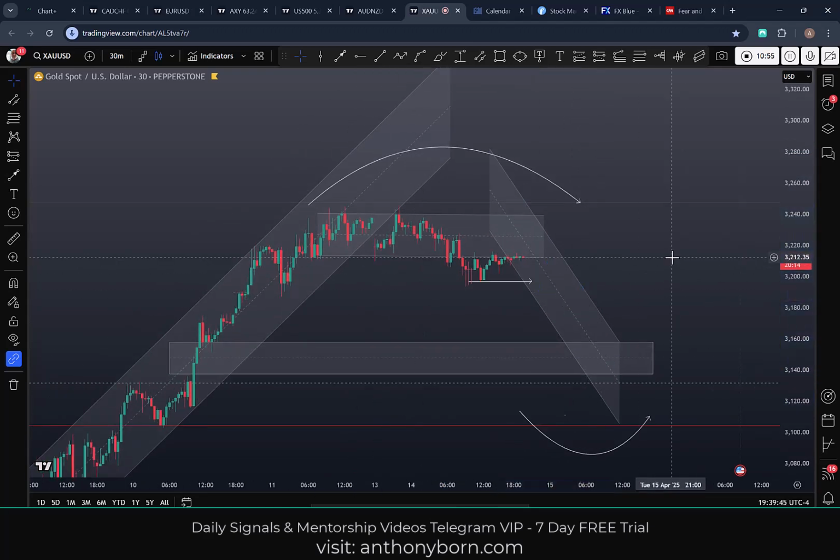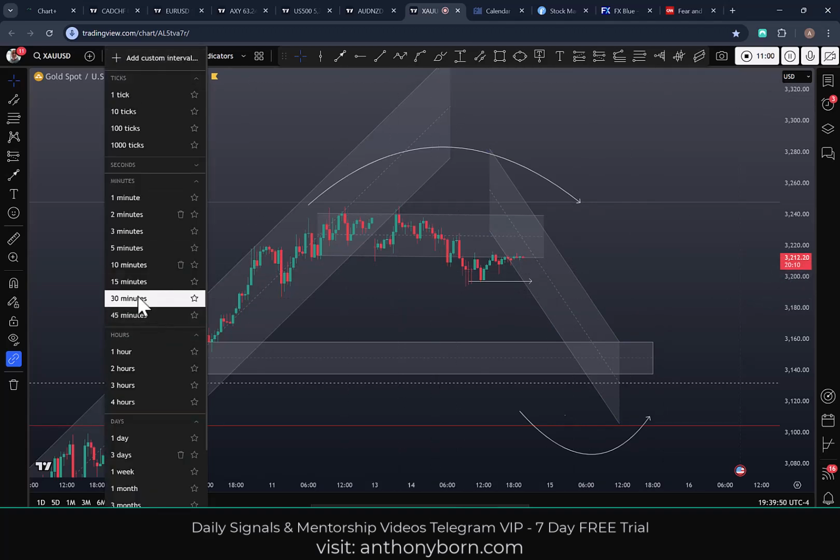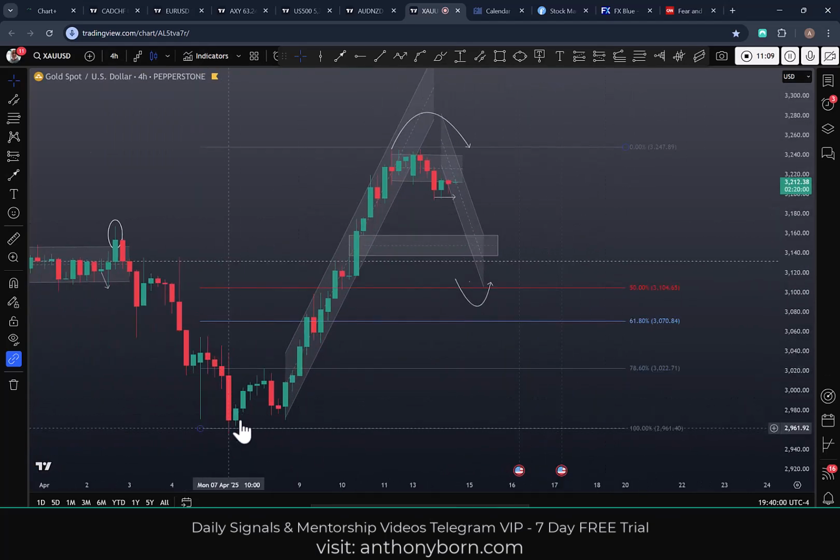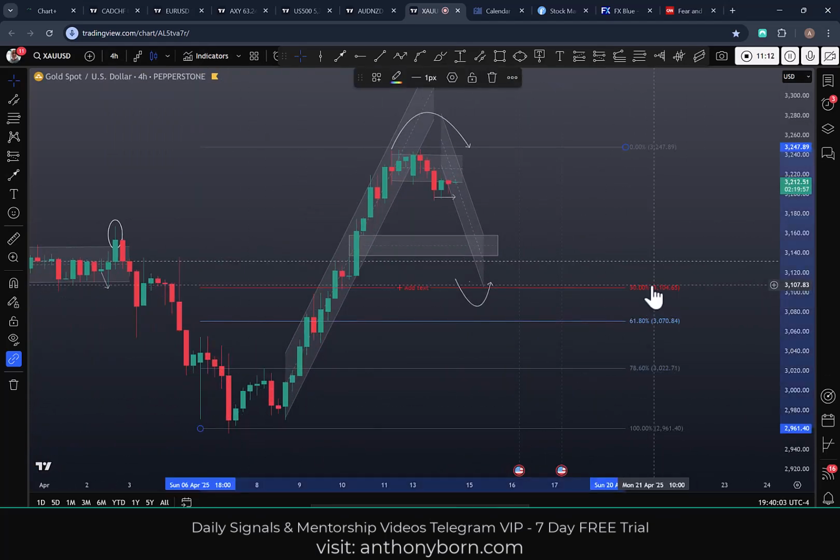Look, that's my take on gold. I don't want to buy at a premium. So this is the thing. Let's just go back to the 4-hour chart. Have a look at this previous price swing from the low to the high. There's 50% on the Fibonacci. Anything above this is at a premium. I don't want to get involved long at a premium. I don't want to be buying up here.